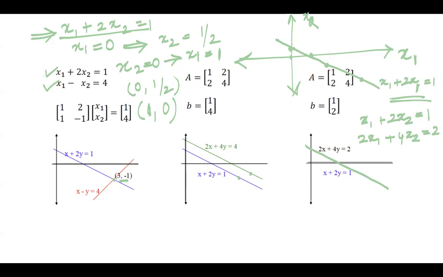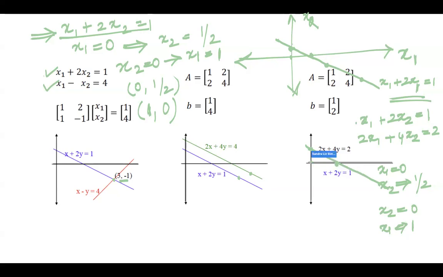Now let me find out: if x1 is equal to 0, what is the value of x2? x2 is equal to half. Now, if x2 is equal to 0, x1 will be 1. Okay? Now, this is the line that I get. So, this is 0 comma half, and this is 1 comma 0.